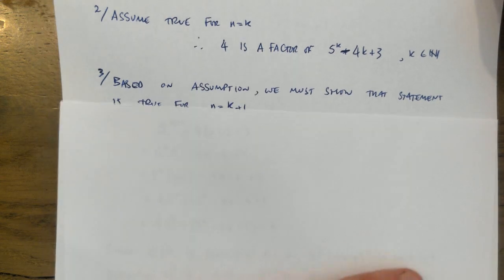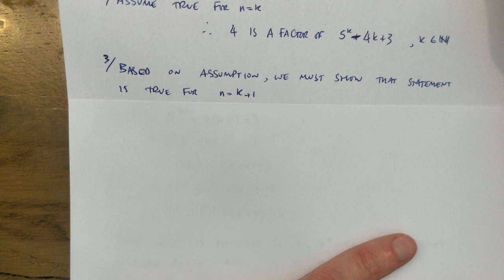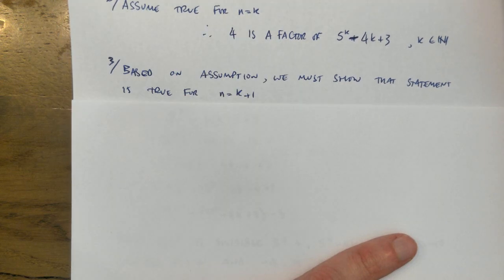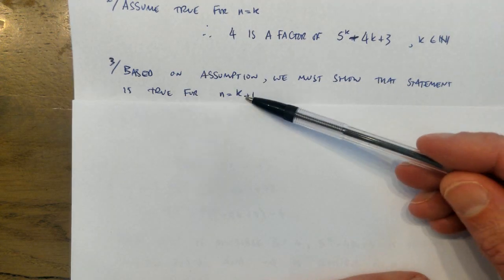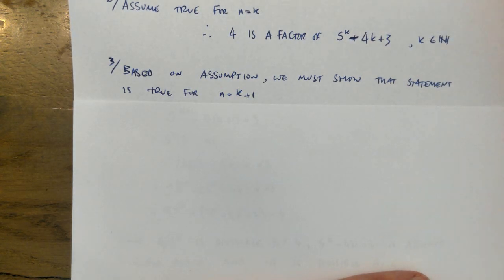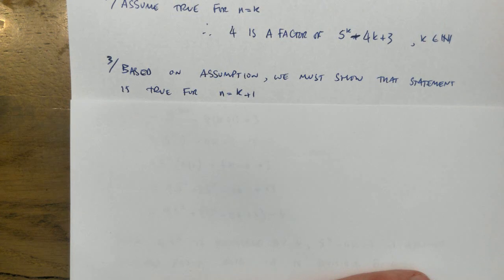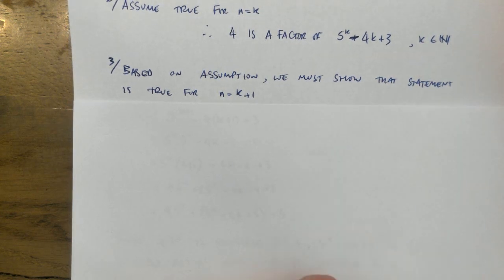And then we get to the fun part. Based on the assumption, we must show that the statement is true for n equals k plus 1. Okay, so we're going to put k plus 1 into there and try and show it's divisible by 4. So here's the method. Again, the good news is this is quite tricky, but you're getting better with experience.